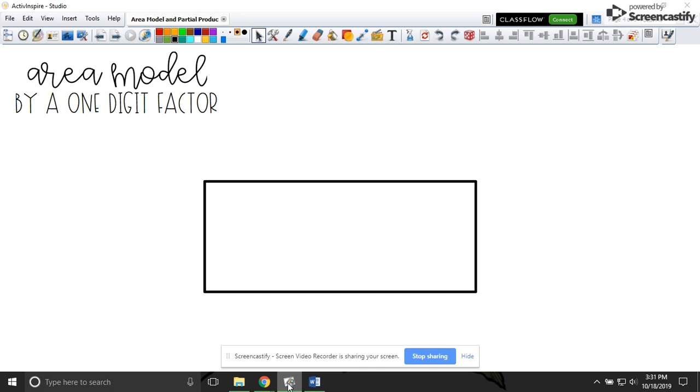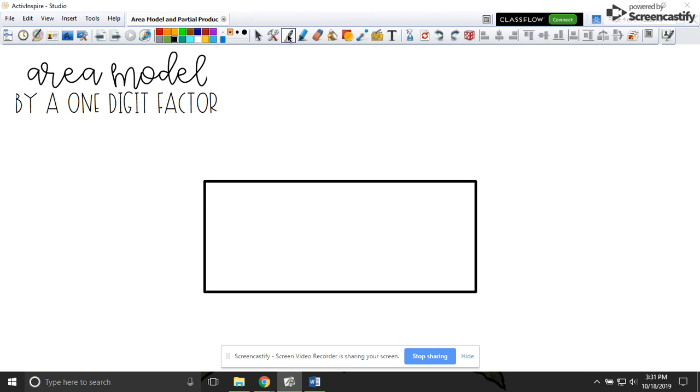Hello friends, so today we're going to talk about the area model, one of our first strategies for multiplication. We're going to do this using a 1-digit factor and multiplying that by a 2, 3, and 4-digit factor. So remember that the only rule right now for the area model is just to take your factors and expand them.